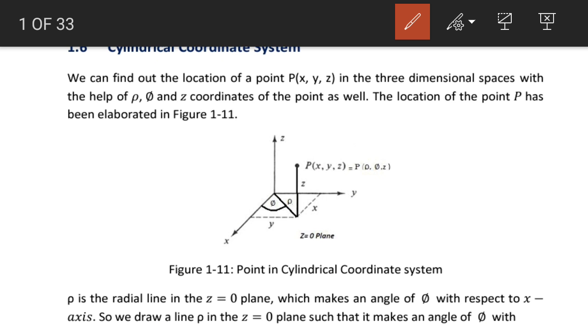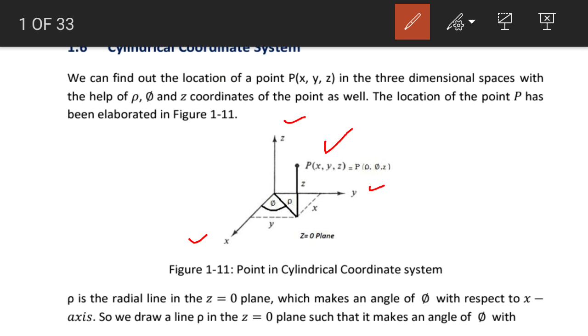and we know that there are three axes in the rectangular coordinate system: the x-axis, the y-axis, and the z-axis. And then we consider a three-dimensional point in the rectangular coordinate system. We assume that the x, y, and z coordinates of this point are known. Let us draw this three-dimensional point in the rectangular coordinate system.